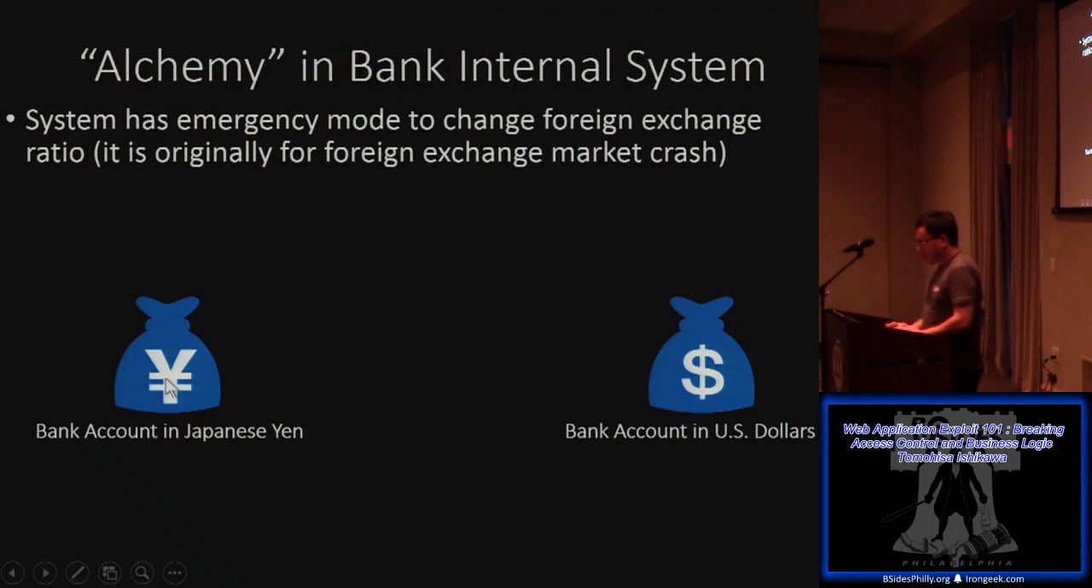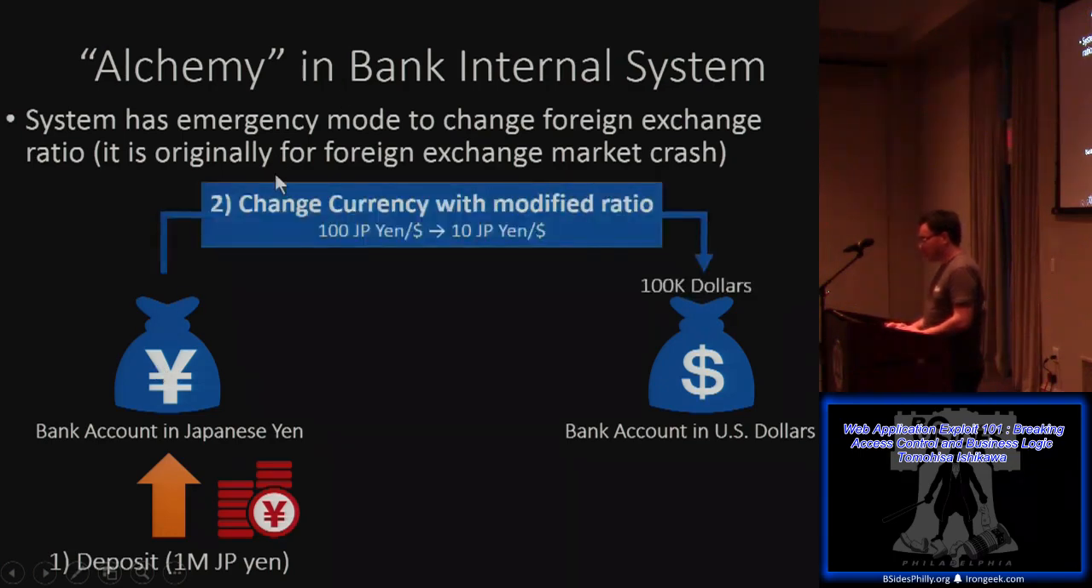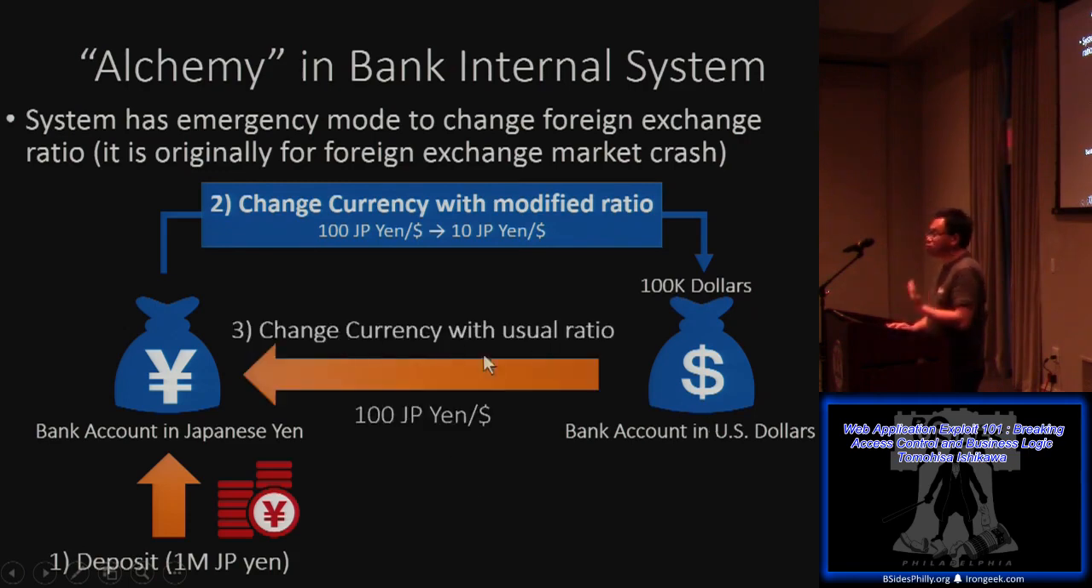First of all, create a banking account in Japanese yen and at the same time a banking account in the United States. Deposit 1 million Japanese yen into the Japanese account. Use the emergency mode and change the currency with a modified ratio. Usually 100 Japanese yen equals $1, but by using the emergency mode, a banker can change any ratio. So he can change it to 10 Japanese yen per dollar. Then it becomes $100K in United States dollars, and then he changes the currency back with the usual ratio of 100 Japanese yen per dollar. What this means is that they got $10 million.